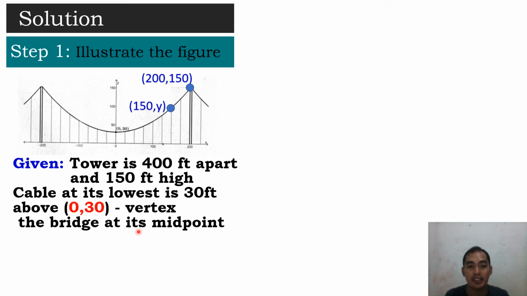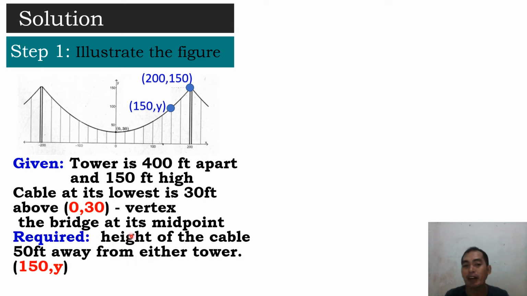Vertex of the bridge at its midpoint. Ano ang requirement? The height of the cable, which is 50 feet away from either tower. So meaning dito at dito din sa kabila. Pwede dito, pwedeng dalawa kasi dalawang tower at 50 feet away from the tower papunta doon sa portion ng cable wire, 50 feet away sa left, meron din sa right.